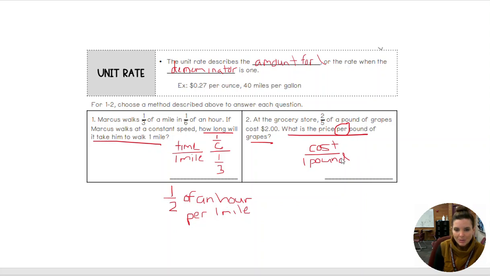We want to know the cost for 1 pound. Okay, so let's go back to our problem and figure out what we know about the cost. We know it costs $2, and that is for 2/5 of a pound. So we have put the 2 on the top, we put the 2/5 on the bottom, and when you take your calculator and you do 2 divided by 2 fraction button 5, you get 5. Okay, so that means it is going to cost $5 per 1 pound. So make sure when you're doing these unit rates that you always write the rates.